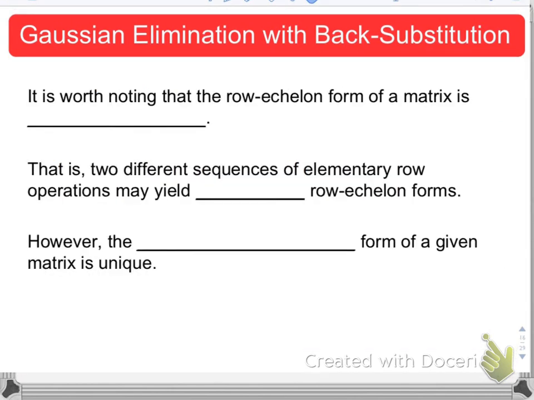Okay, so it's worth noting that the row echelon form of a matrix is not unique.